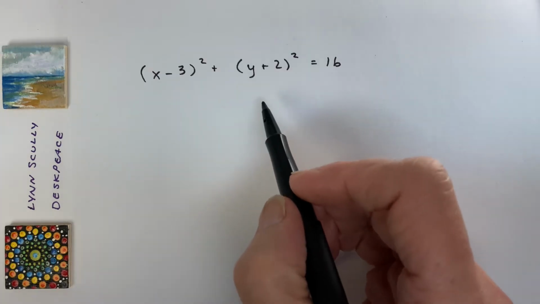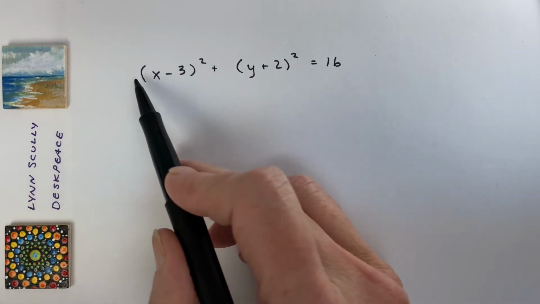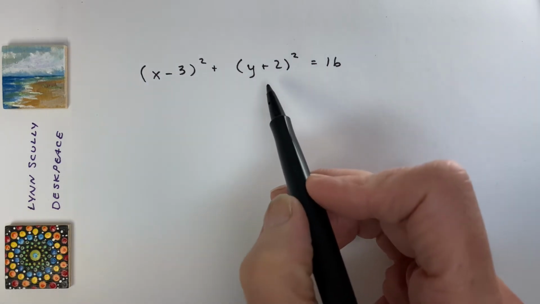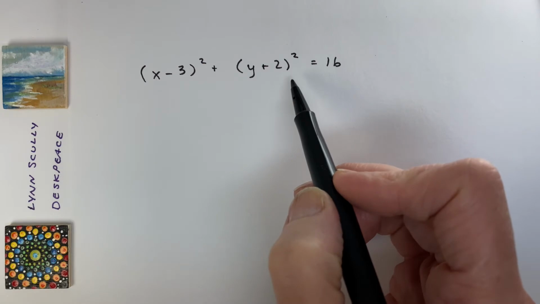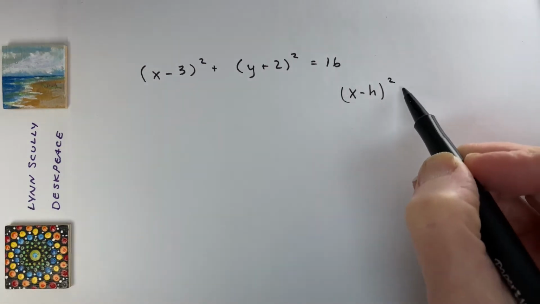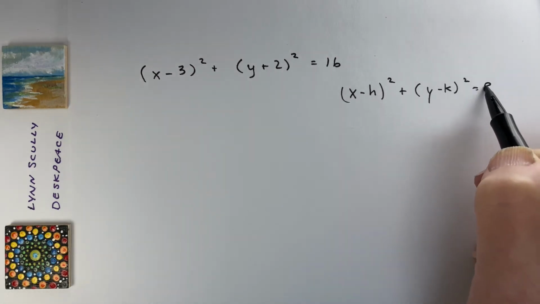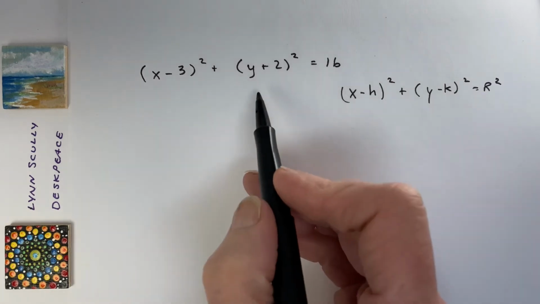This is a circle, and I know it's a circle because it's got no coefficients in front of my x squareds and y's. I already have put it into the form for you, and our form for a circle is x minus h squared plus y minus k squared equals r squared. So I can read off this right away.